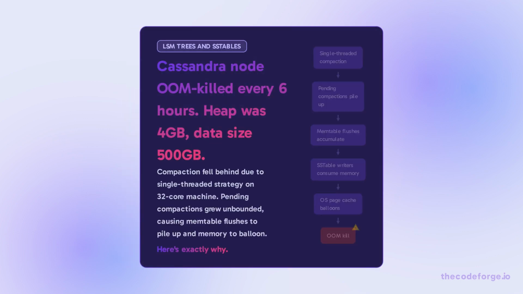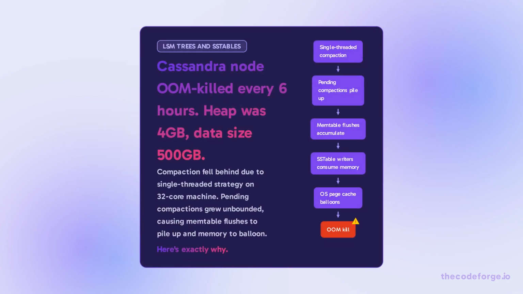A Cassandra node was OOM-killed every 6 hours. Heap was 4 GB, data size 500 GB. The assumption was a memory leak, but the real culprit was compaction falling behind due to a single-threaded strategy on a 32-core machine. Let's break down why compaction is the heartbeat of an LSM tree.